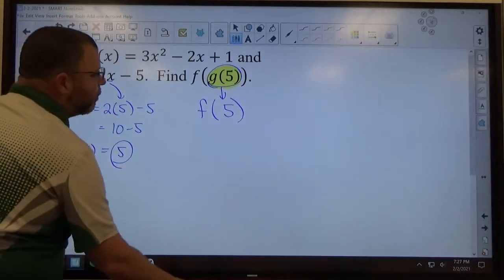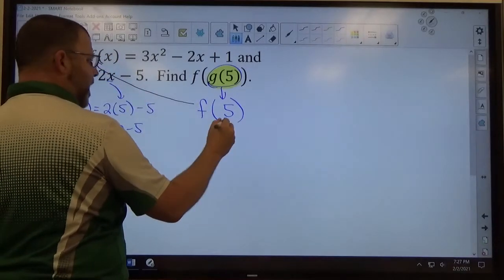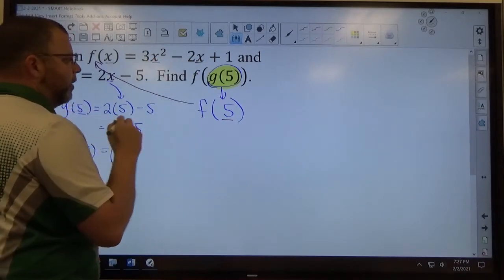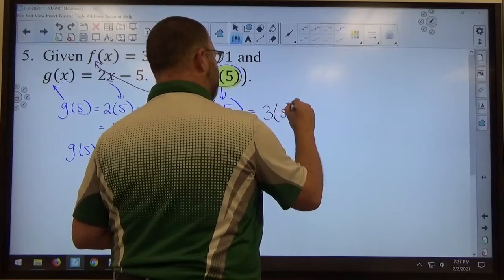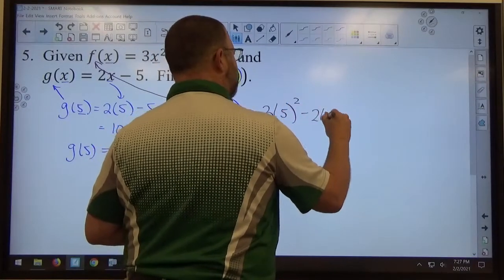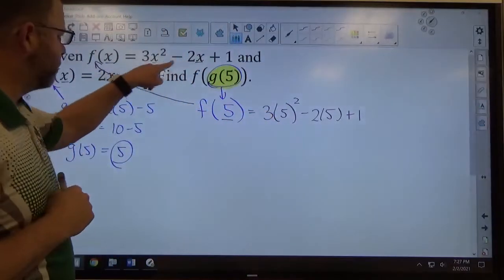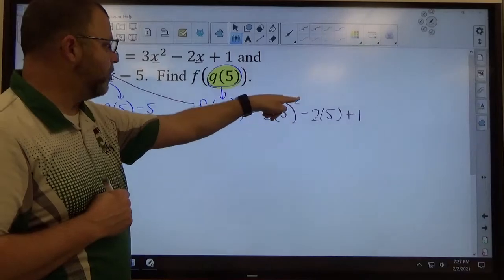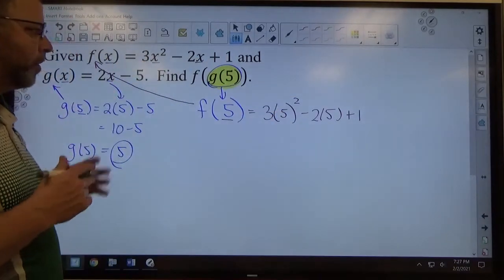And then f of 5 means to go up to function f and replace x with 5. So this x becomes 5, this x becomes 5. So this is going to be 3 times 5 squared minus 2 times 5 plus 1. Again, this x became 5, this x became 5. This x is being squared, that 5 is being squared, that 5 squared is being multiplied by 3, just as the x squared is being multiplied by 3.